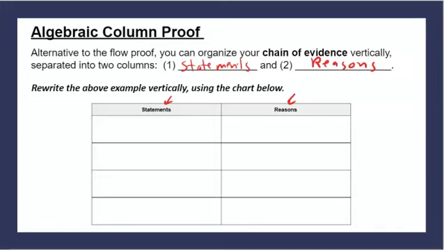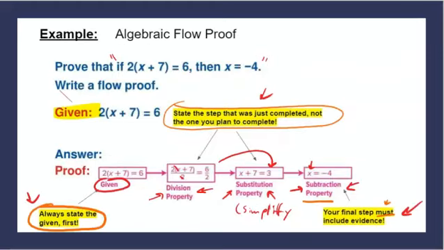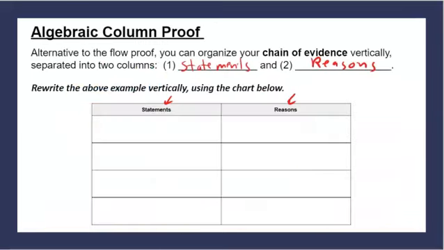So you're going to go back to the previous example, and you're going to grab those pieces of information. So if I'm looking here, I'm going to take all of my statements, 1, 2, 3, 4, and I'm going to place them vertically in this space. So I'm going to start with my given and go all the way down to my conclusion.